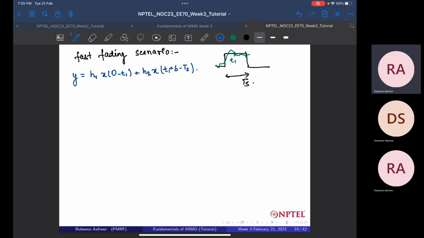So this is a pretty complicated case. For this case, advanced receivers are required, like fractionally spaced equalizers, or we can sample at a higher rate. These kinds of things are required to be done at the receiver. So basically complexity will increase if we take the fast fading scenario. So overall in wireless communications, we will be dealing with slow fading only.